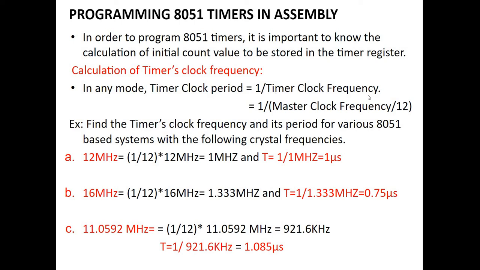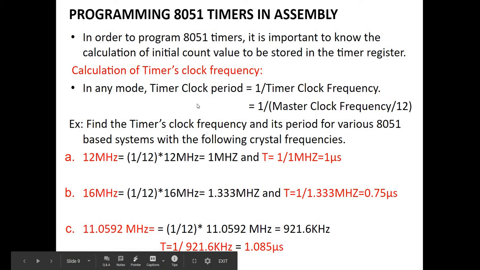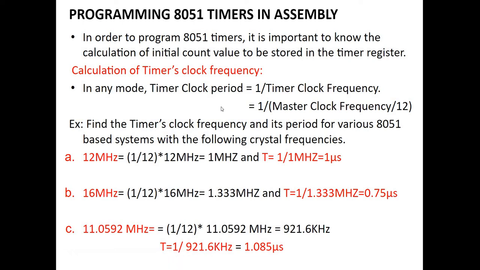Here the timer clock frequency is the master clock frequency divided by 12, and we have already discussed this in the I/O port programming. It means for any master clock frequency, we need to divide by 12 to get the oscillator period. This master clock frequency is different for different 8051s. It depends upon which crystal oscillator is connected to the particular microcontroller. We will see a few examples of how to calculate the timer's clock period for different oscillator frequencies.